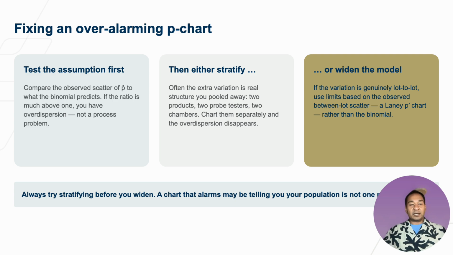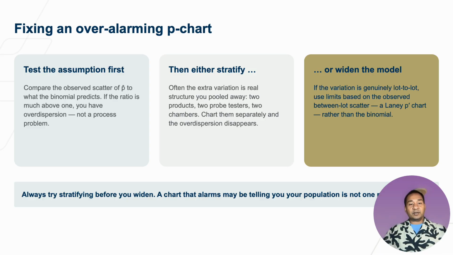Split them, chart them separately, and the over dispersion frequency disappears because you were never looking at one population. Only if the variation is genuinely irreducible lot to lot, widen the model. Use limits based on the observed between lot scatter. A Laney P prime chart is the standard approach. Always try stratifying before you widen.